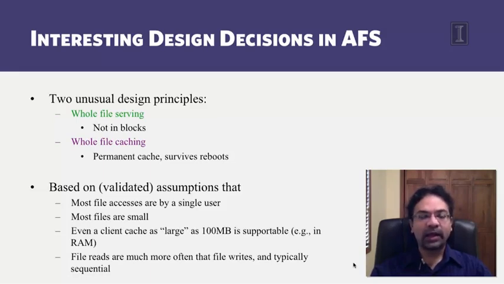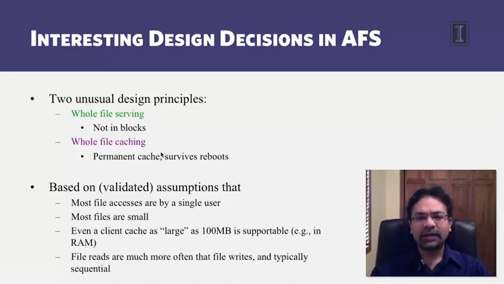When a client accesses or opens a file, it is given the entire file, not just the opening block of the file. Also, when a client caches a file, it caches the entire file. It doesn't cache just a few blocks of the file. Everything is done on a file-level basis rather than a block-level basis. Also on the client side, the cache is permanent, meaning that it is stored on disk. And so even if the client crashes, it can recover and then access its cache.